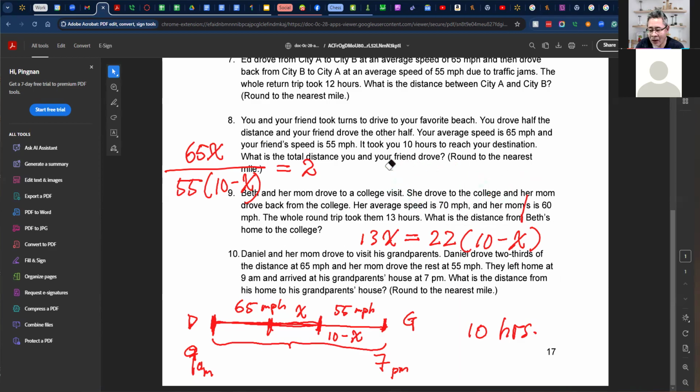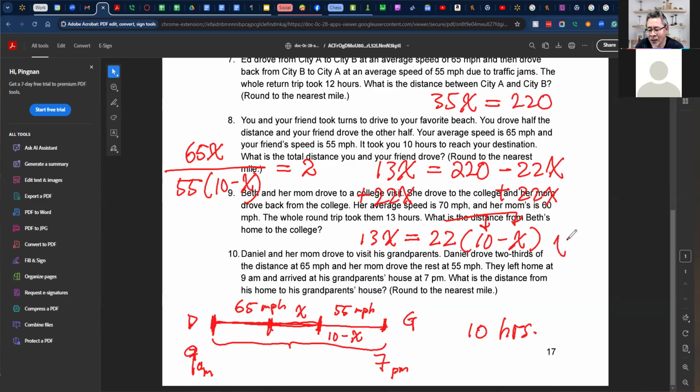Okay. So now solving that is actually pretty straightforward, we distribute this. So we got 13x equals 22 times 10, 220, minus 22x. Then we just add 22x on both sides. And what we got here, 13 plus 22 is 35. So we got 35x equals 220. Then our x is 220 over 35. And we can simplify that by dividing top and bottom by 5 to 44 over 7.